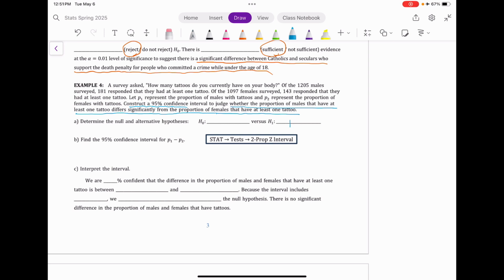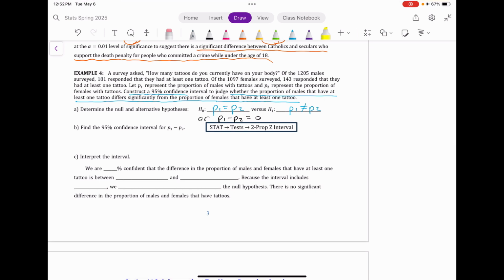So this is the alternative hypothesis, that if there's a significant difference, P1 does not equal P2. We assume P1 does equal P2 in the null hypothesis. Or again, the difference is 0 between the two population proportions. All right. So we're going to conduct a 95% confidence interval.